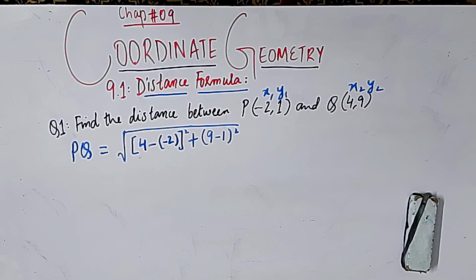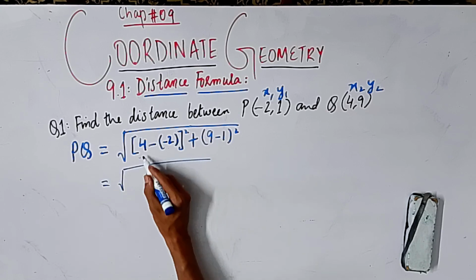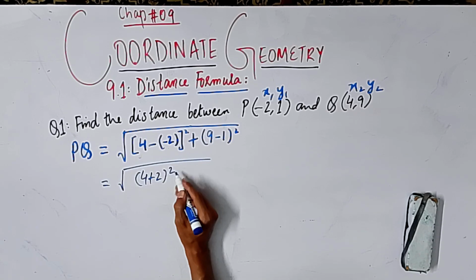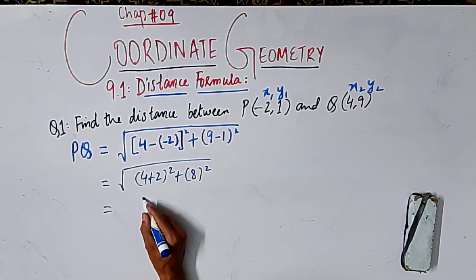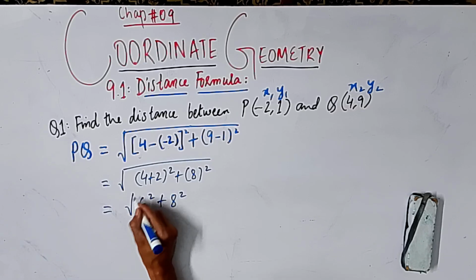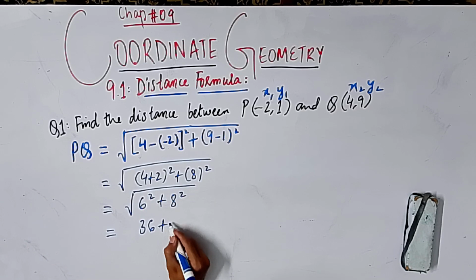Now solve it. You will get 4 minus minus, which is plus 2. It will become 4 plus 2 whole square, plus 9 minus 1 will be 8 square. So you will get 6 square plus 8 square under root. So 6 square is 36 and 8 square is 64.